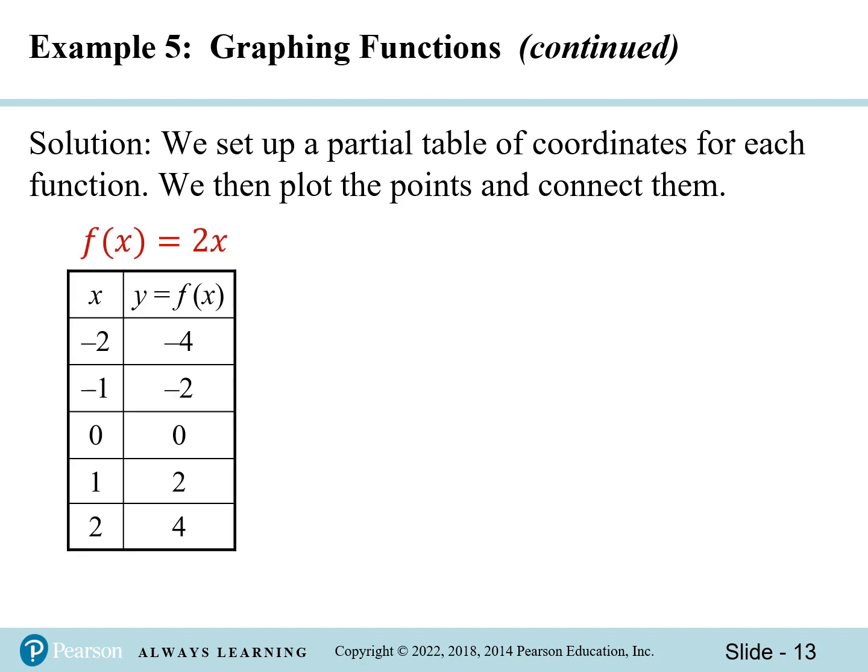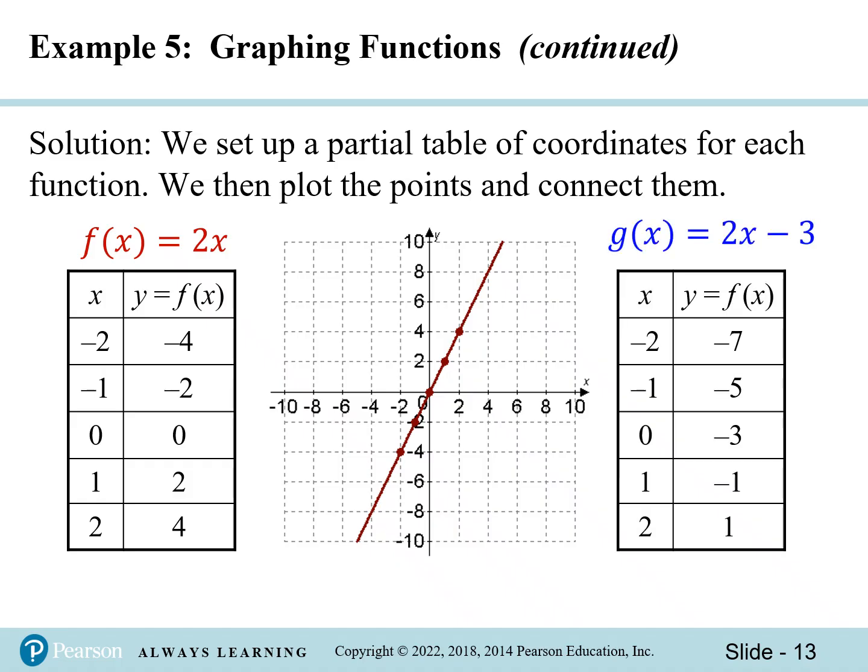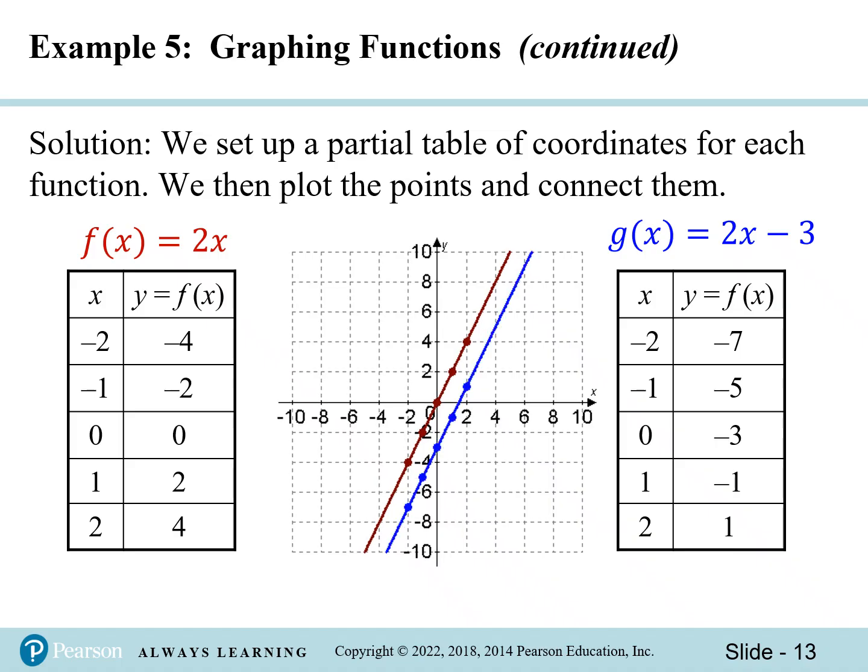So on your paper, on the left side, you can do your table for f of x equaling 2x. If I substitute negative 2, negative 1, 0, 1, and 2 in, my answers will be negative 4, negative 2, 0, 2, and 4. Plot those points on your graph. Then, on the right-hand side, I'm going to do g of x equals 2x minus 3. And when I put negative 2, negative 1, 0, 1, and 2 in, I'll get negative 7, negative 5, negative 3, negative 1, and 1. Then I plot those points.